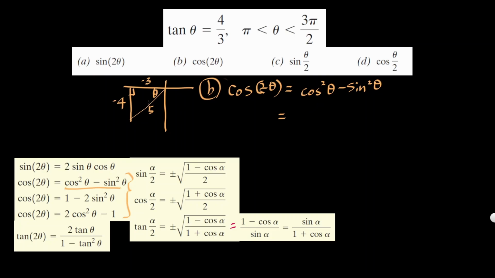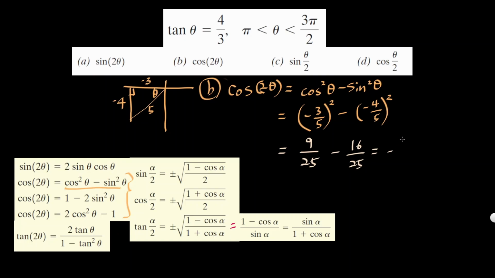Let's see what it comes out to be. Cosine theta is going to be adjacent, negative 3 over hypotenuse 5, but we're going to square that. And then sine squared is going to be negative 4 over 5, squared. This is 9 over 25 minus 16 over 25, and it's going to be negative, that's 7 over 25. So the answer to part B is negative 7 over 25. Let's move on to part C now.